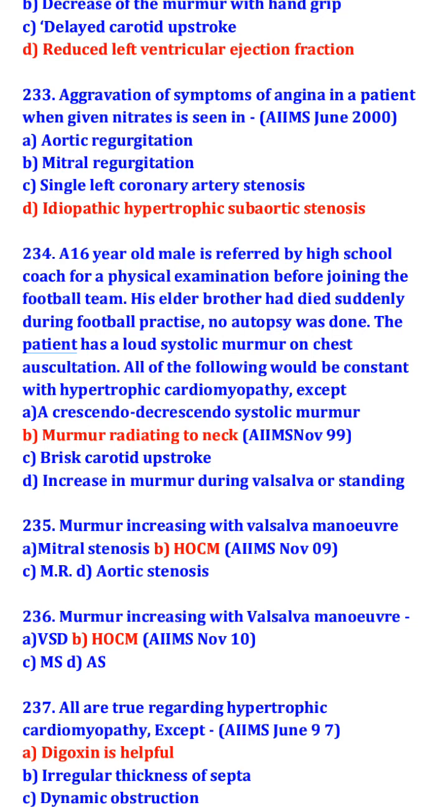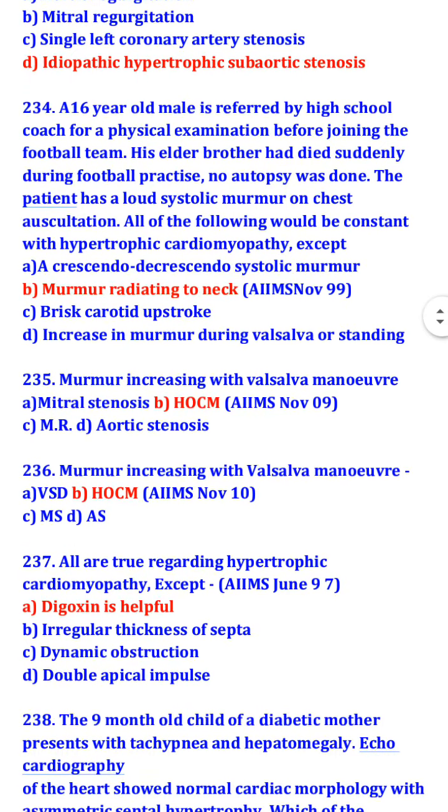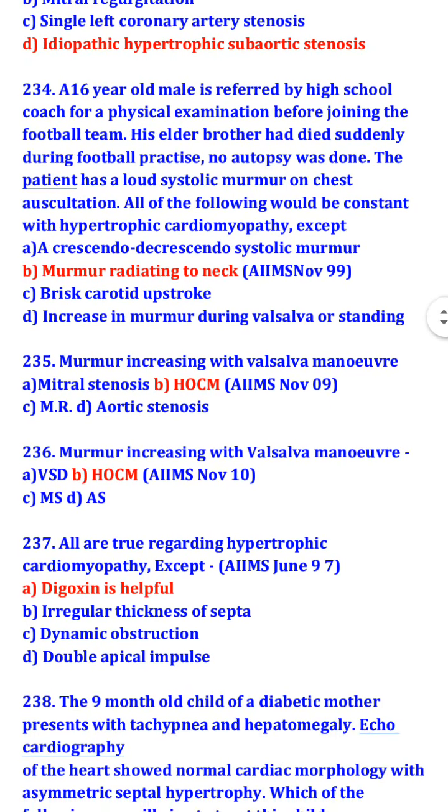So, what would be consistent with hypertrophic cardiomyopathy? A crescendo-decrescendo systolic murmur and brisk carotid upstroke, and an increase in murmur during Valsalva or standing. Murmur increasing with Valsalva maneuver is HOCM.